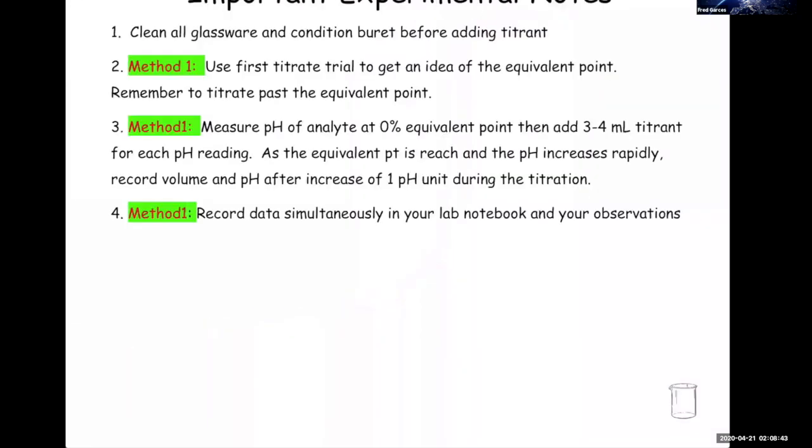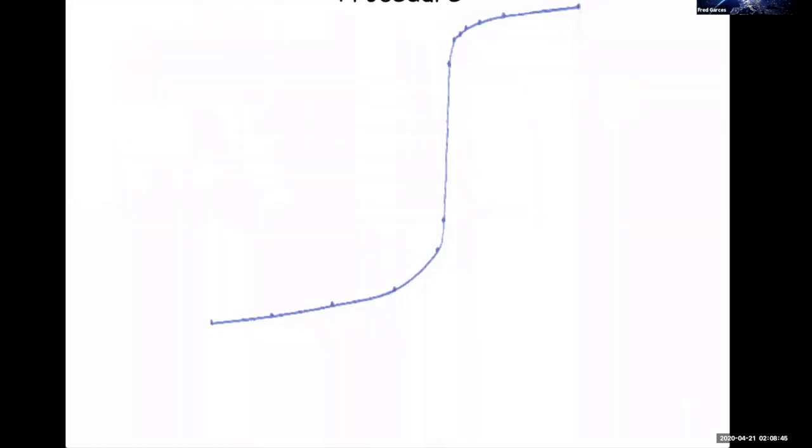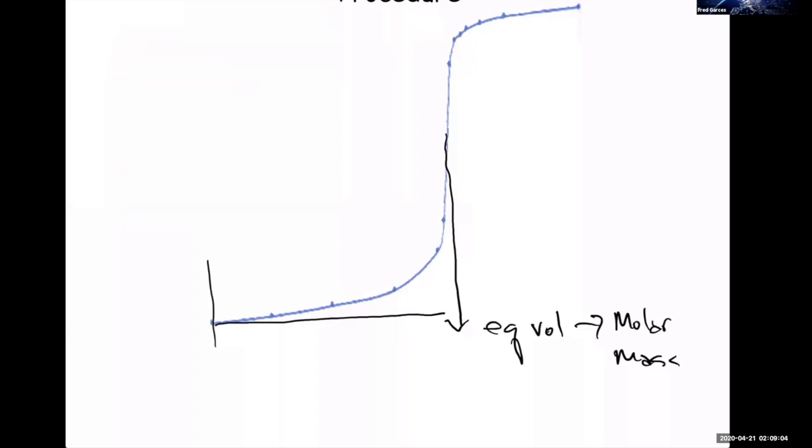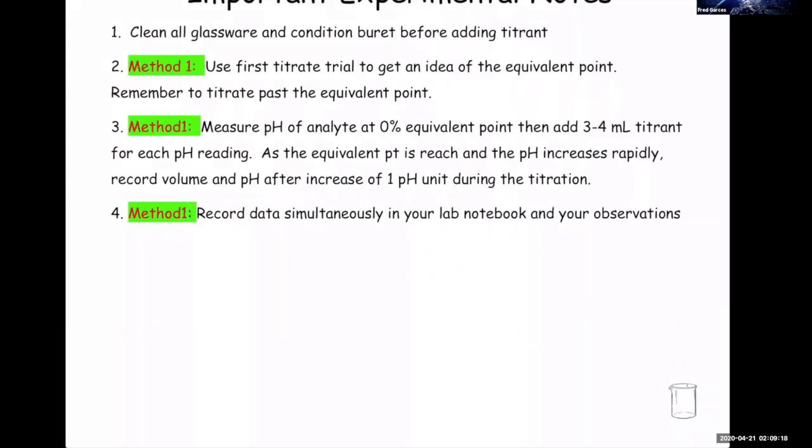This is a titration curve that is indicative of what you have. And again, what you want to remember is that the equivalent point, equivalent volume, that's how you get your molar mass. Halfway to the equivalent volume. So what you want to do is find 1/2 equivalent volume. That pH is equal to your pKa. So that pretty much is the experiment.